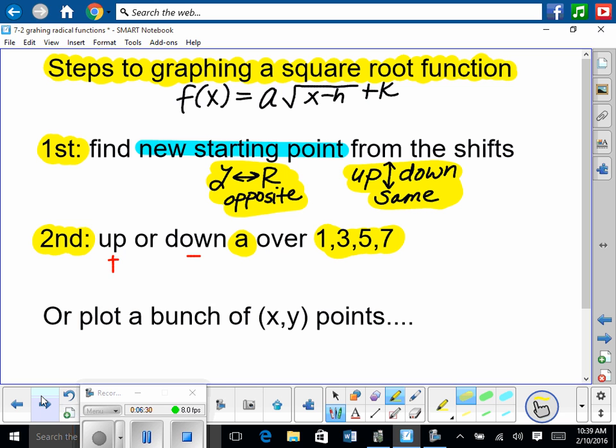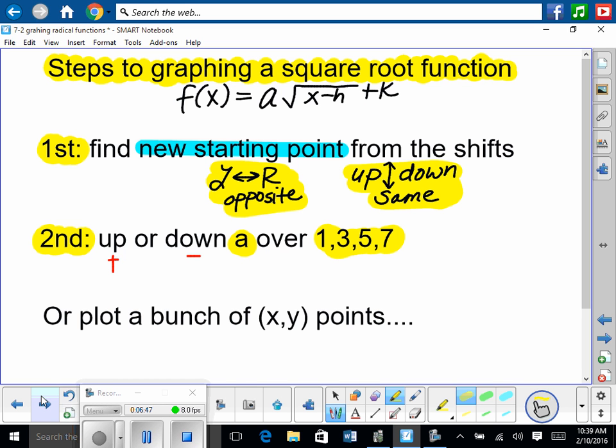There are a couple different ways we can graph these. First of all, some people first hour were getting worked up over this. If you can't figure out how to do this, just plot some points. Plot a bunch of XY points. We can always refer back to that. Here's how I like to graph it because it's quicker.